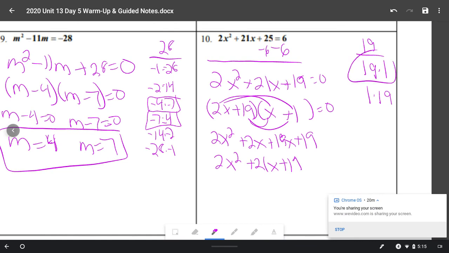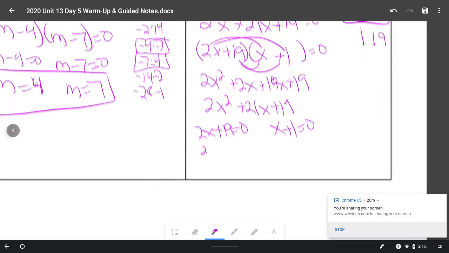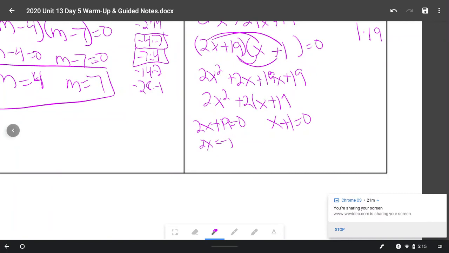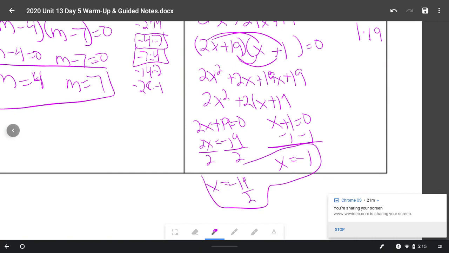So we're just going to solve for those two binomials and see what we get. So this one would be 2x equals negative 19, divided by 2. This one we just got to subtract 1 from. So now we get x equals negative 19 over 2 and x equals negative 1. That's a 9, sorry about that.